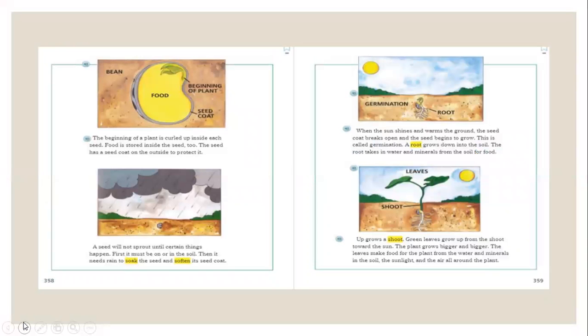The beginning of a plant is curled up inside each seed. Food is stored inside the seed too. The seed has a seed coat on the outside to protect it. A seed will not sprout until certain things happen.